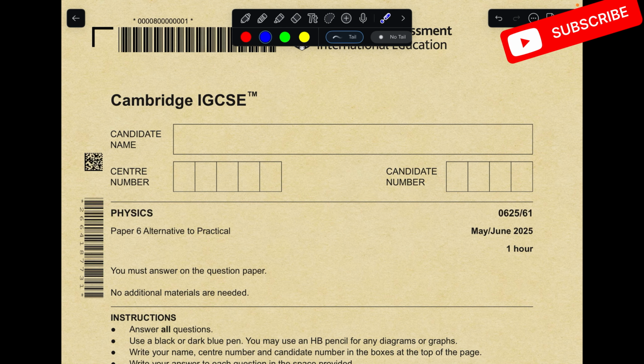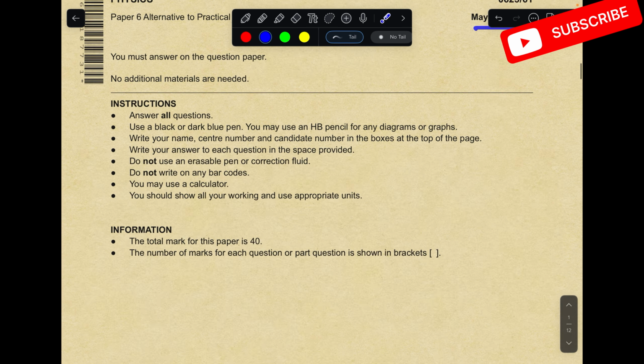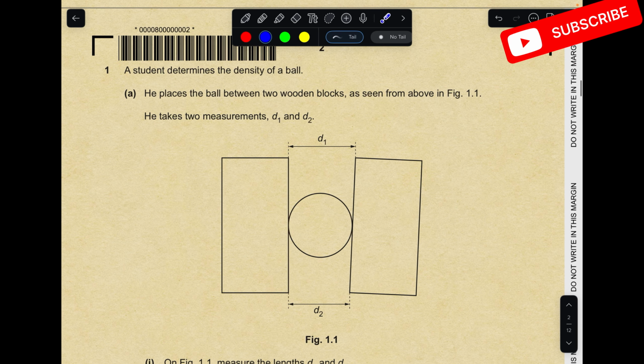So, in this class, we are going to solve ATP paper 6 of IGCSE 0625, variant 6.1. It's the May June 2025 paper. Let's start with the first question.